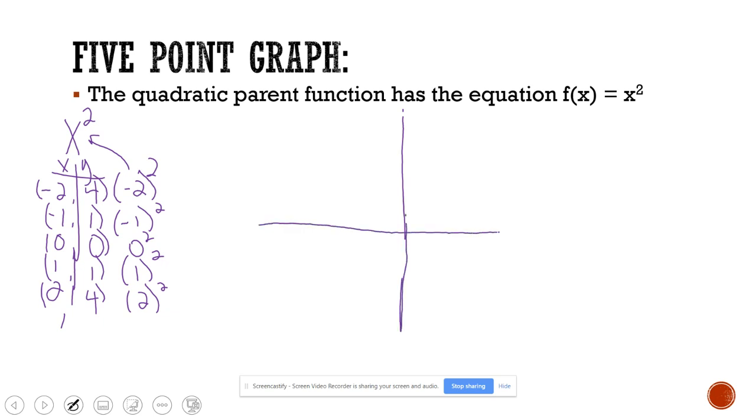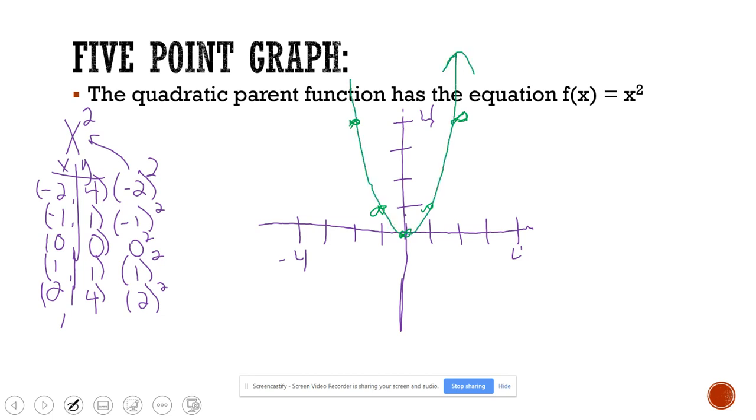I'm going to go ahead and sketch my graph. So I have -4, 4, 4. Change my color here for some Basha green. And then plot my points. -2, 4, -1, 1, 0, 0, 1, 1, 2, 4. And here is our parent quadratic function.